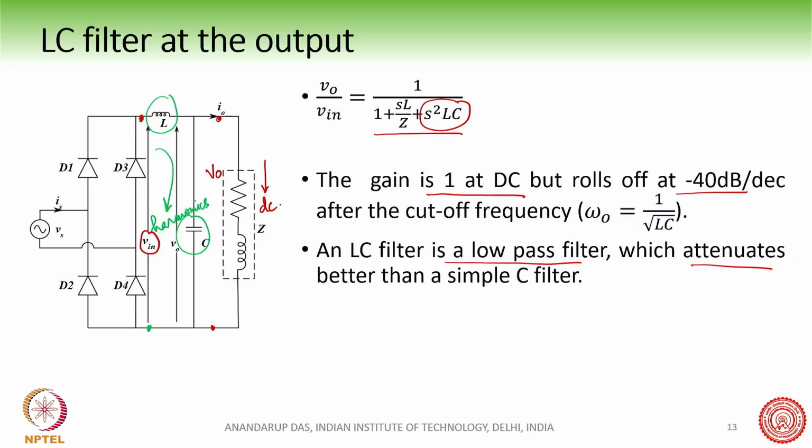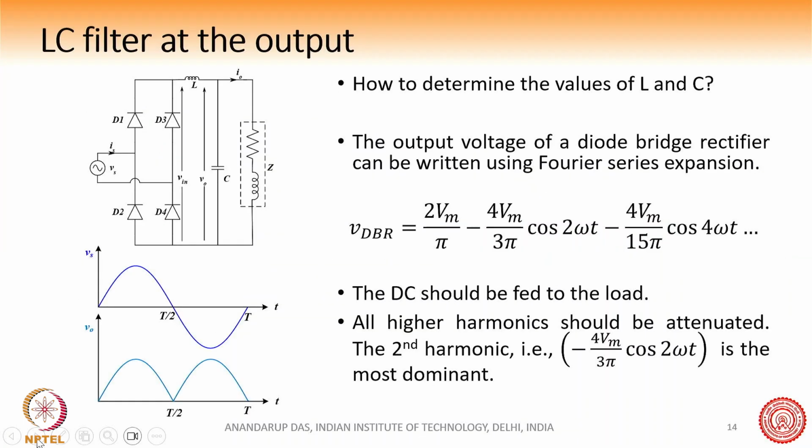Okay, so we can actually determine the values of L and C. This is a slightly advanced thing, but we will just cover it because this course is a combination of UG and PG content. So how will you determine the values of L and C? How can you design the output filter?